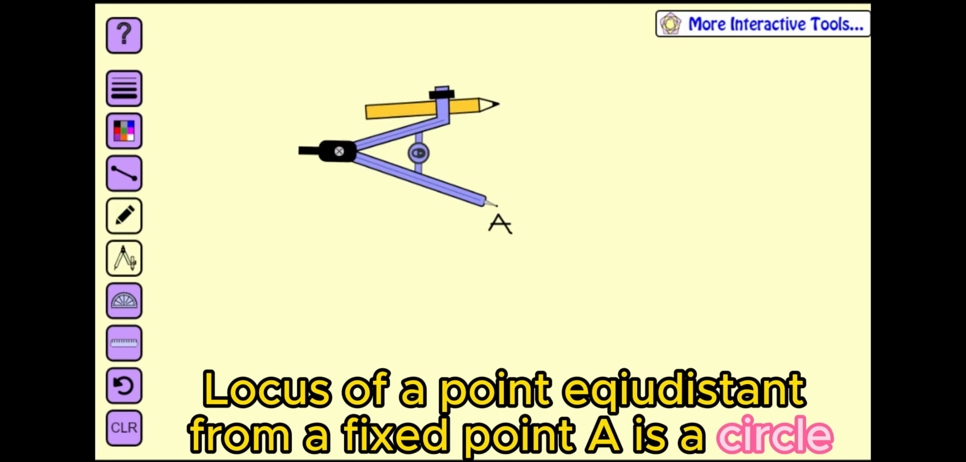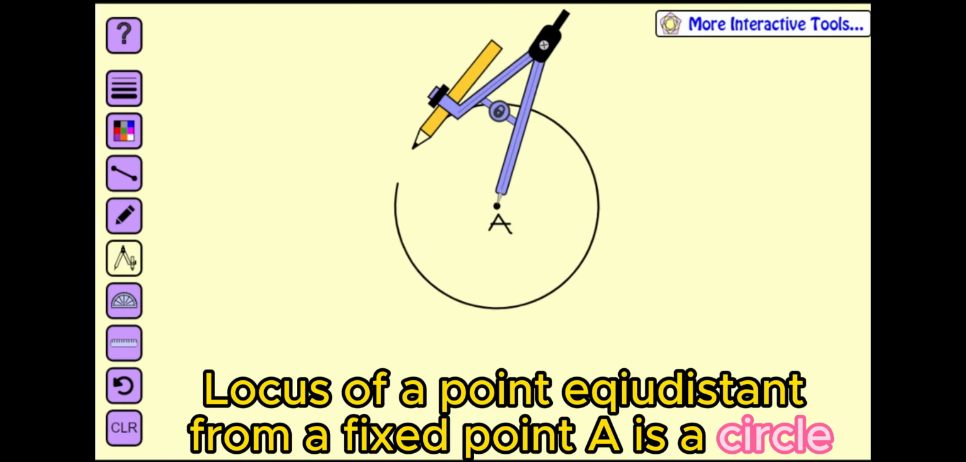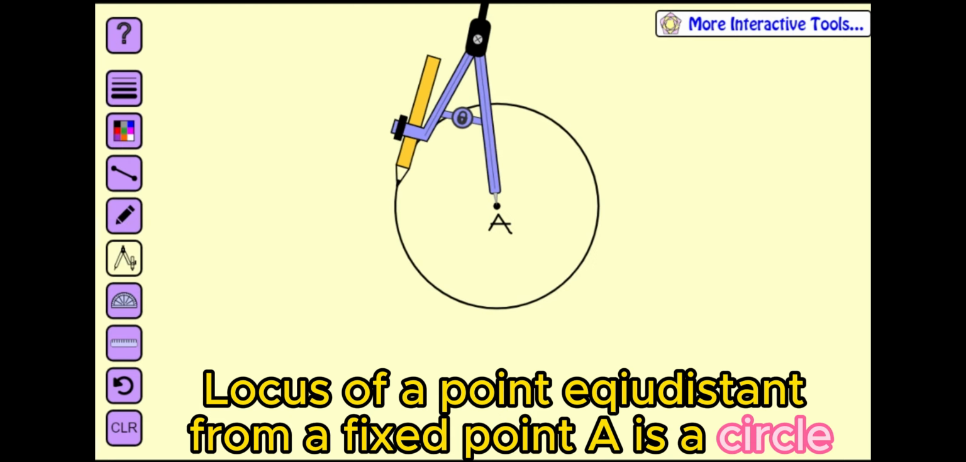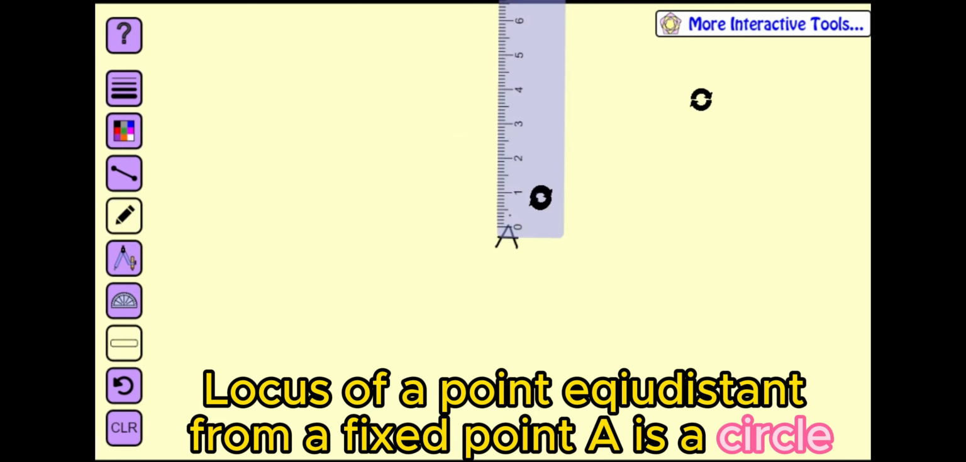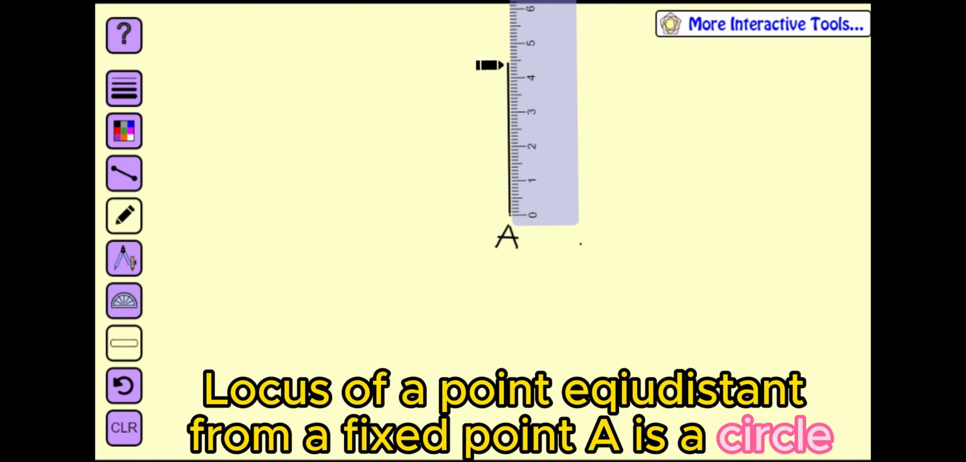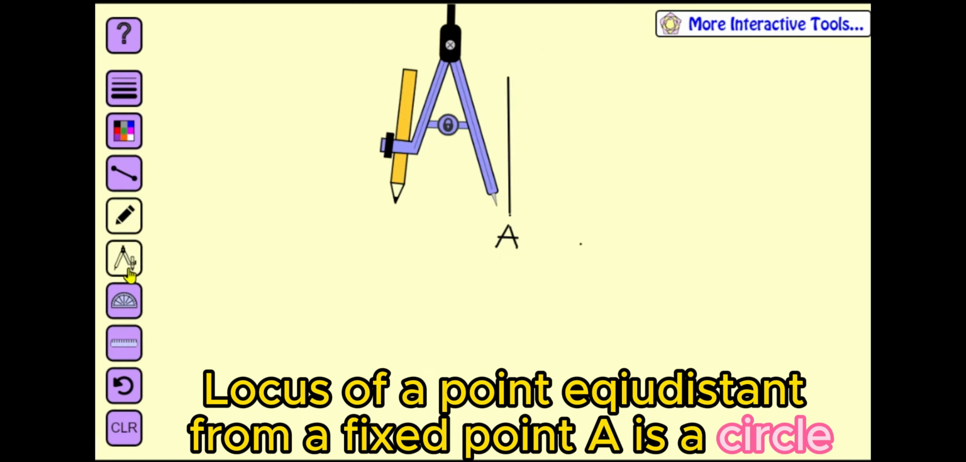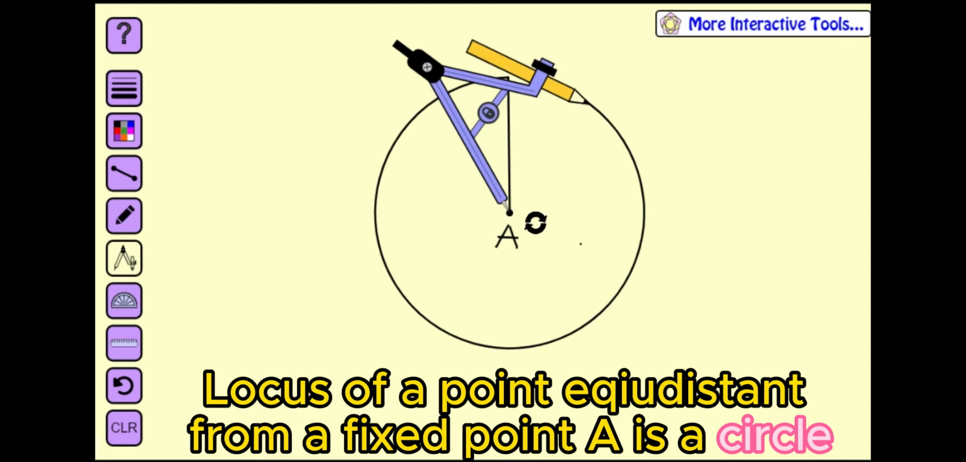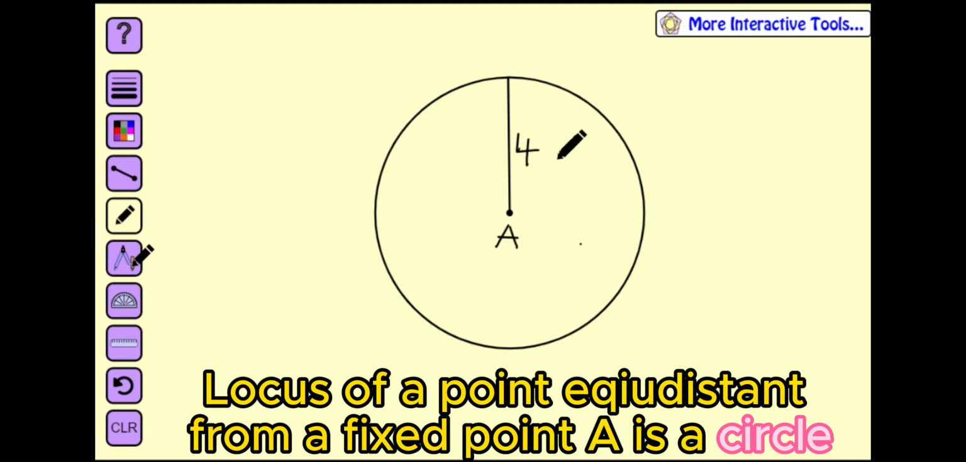Let us have a point A there. The locus of a point equidistant from A: we can take any radius, so it gives us a circle. We can also decide to take a locus 4 centimeter from a point A. That gives us a radius of 4 centimeter, so we can now have the circle that will be 4 centimeter from A. Anywhere we put X there, it will be 4 centimeter from point A, and that's our locus.